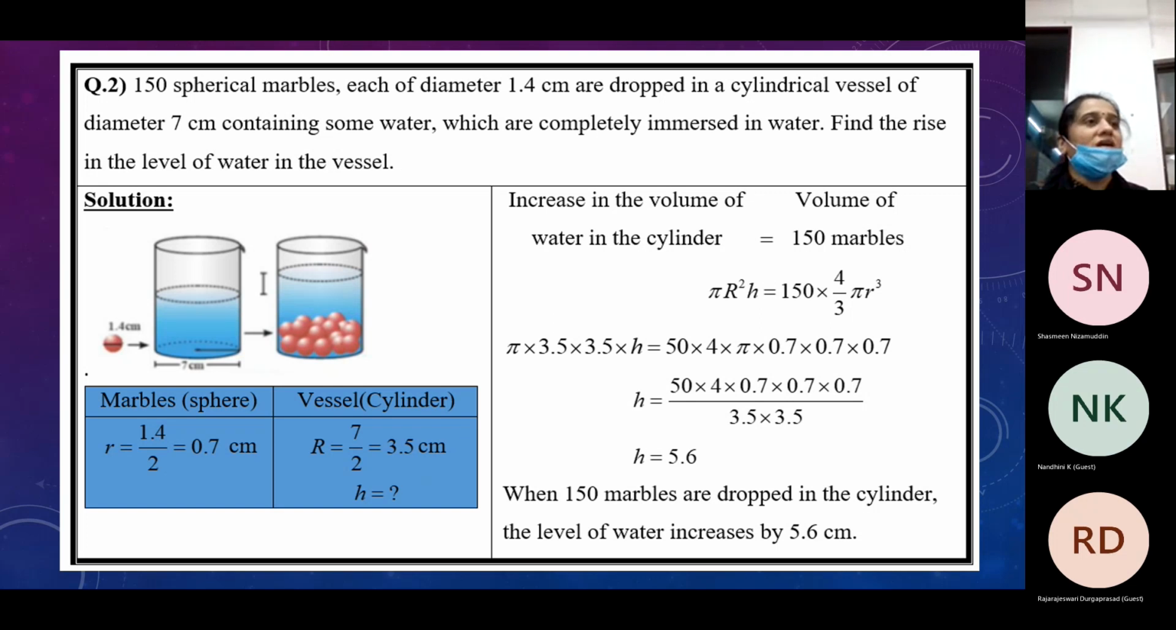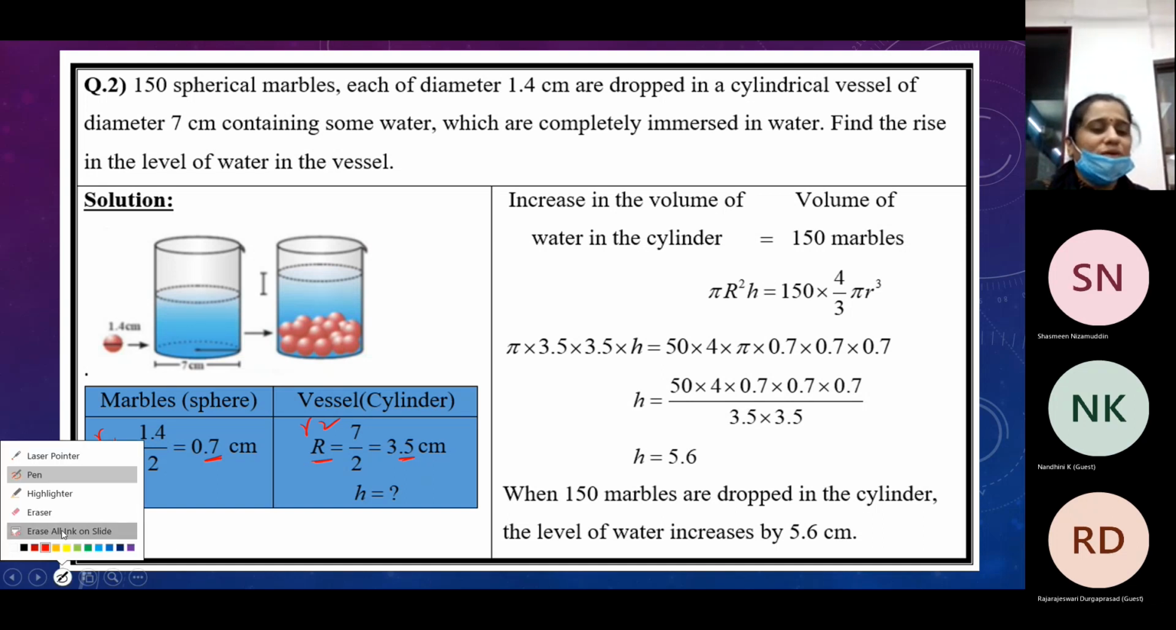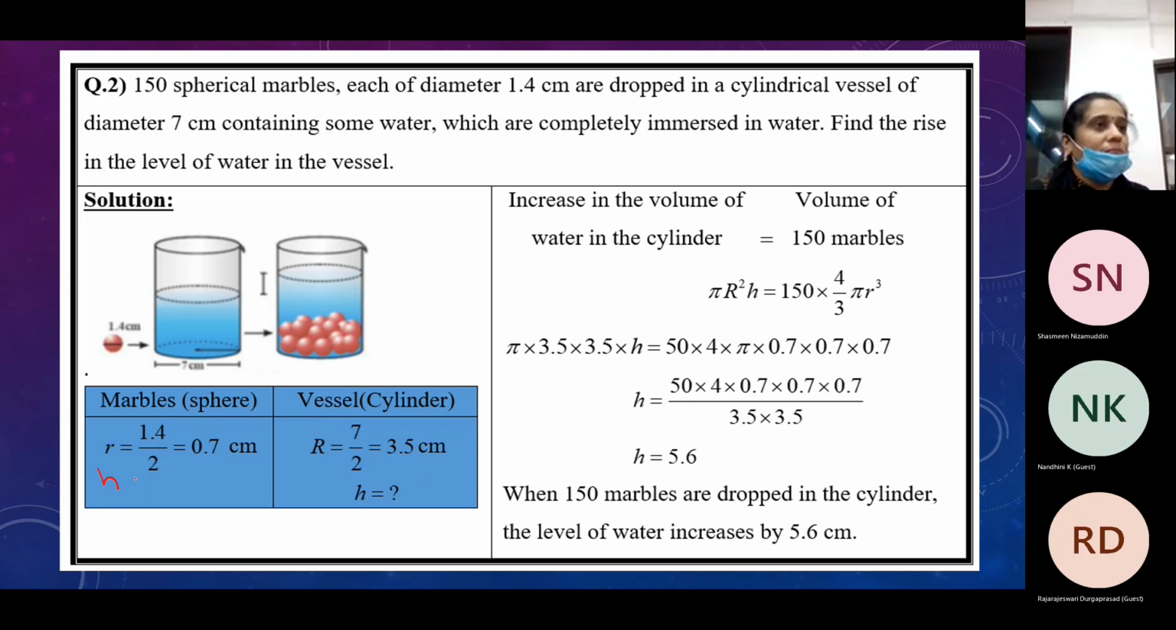See, I've differentiated the R's. You can use R1, R2 also. I've used a small r for the marble and a capital R for the cylinder, but nothing like that. You can just say R1 and R2 also. I have used a small r for the sphere and capital R for the cylinder, and height is h because we don't have to use h for a sphere. So I've not used H1, H2 or anything. It's just h here. h is what we'll have to find.